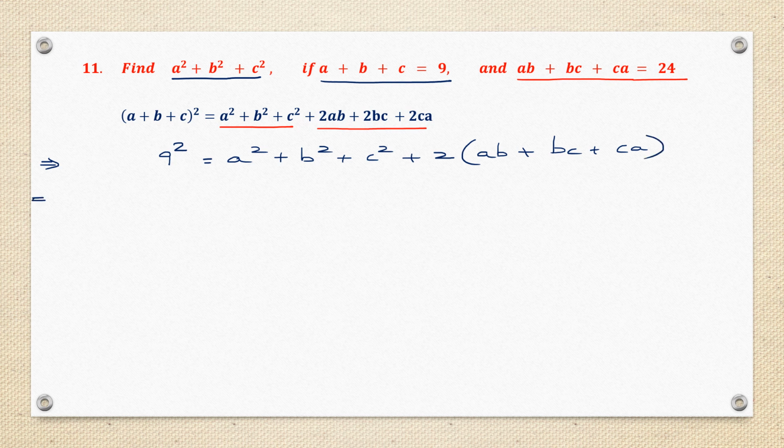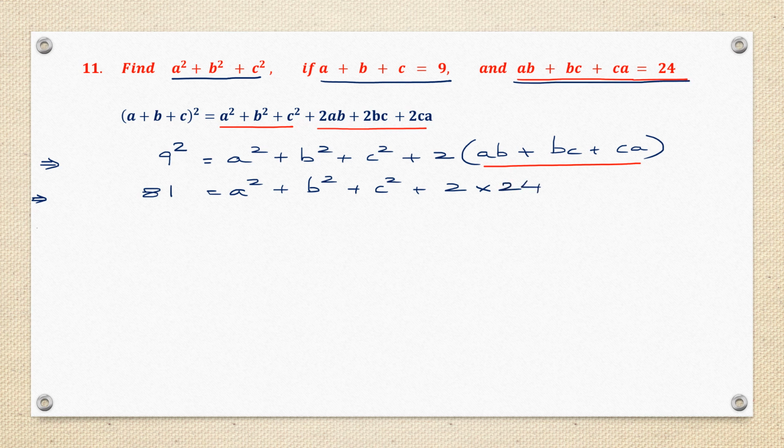Now let's simplify it further. 9 square, 9 nines are 81, is equal to a square plus b square plus c square plus 2 into. Now ab plus bc plus ca is already given to us as 24. So 2 into 24. Again, 81 is equal to a square plus b square plus c square plus 2 into 24 is 48. Now we need to find only a square plus b square plus c square.